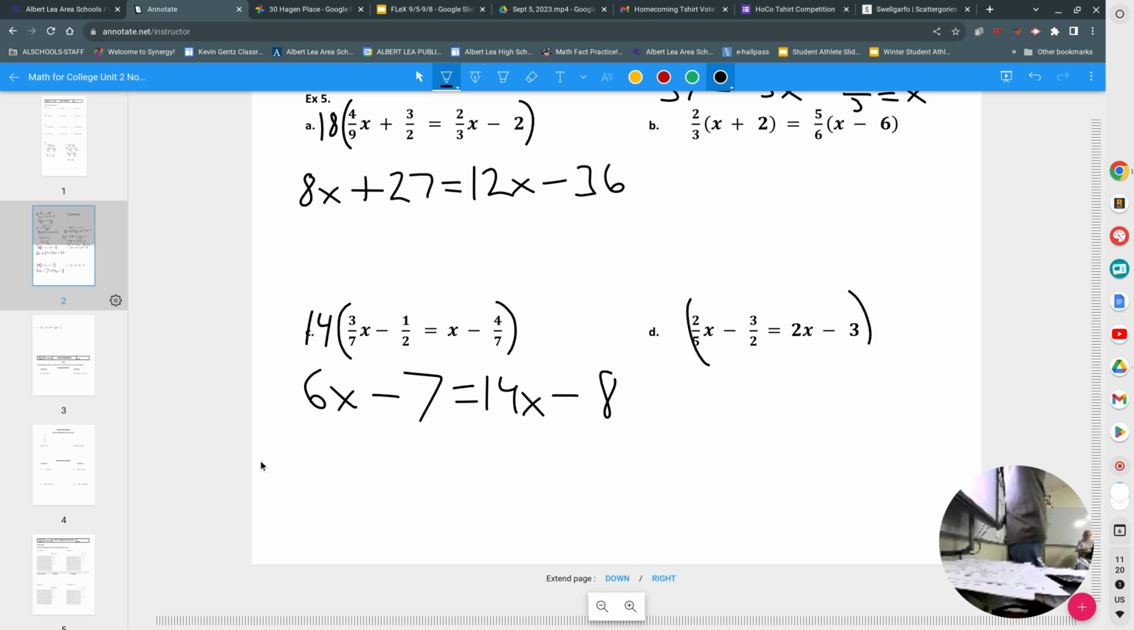What do I multiply through right here? 10. 10 divided by 5 is 2, times 2 is 4x. 10 divided by 2 is 5, times 3 is 15. 10 times 2x, 20x. And 10 times negative 3?